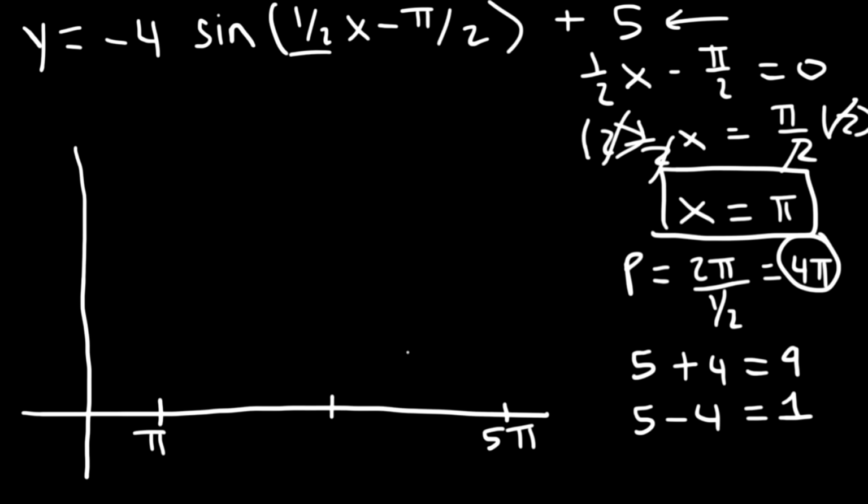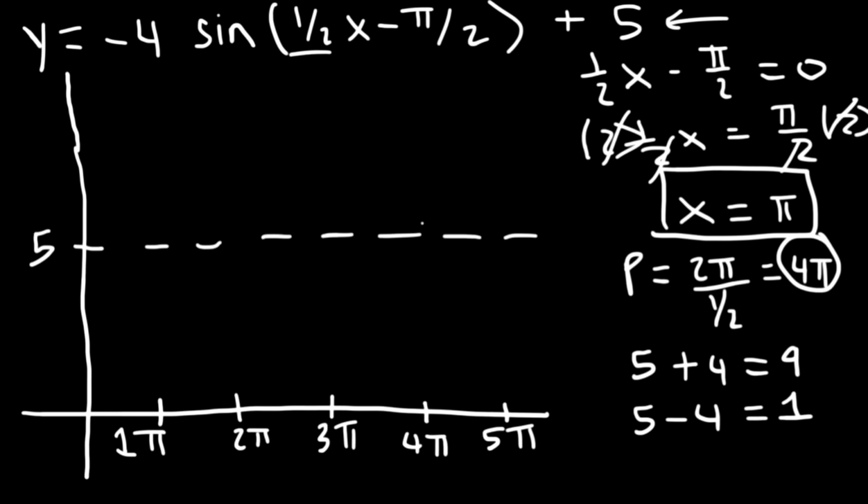Between 1 pi and 5 pi is 3 pi. Between 1 and 3, we have 2 pi. And between 3 and 5 is 4 pi. So the center line is going to be at 5. And the range is from 1 to 9.